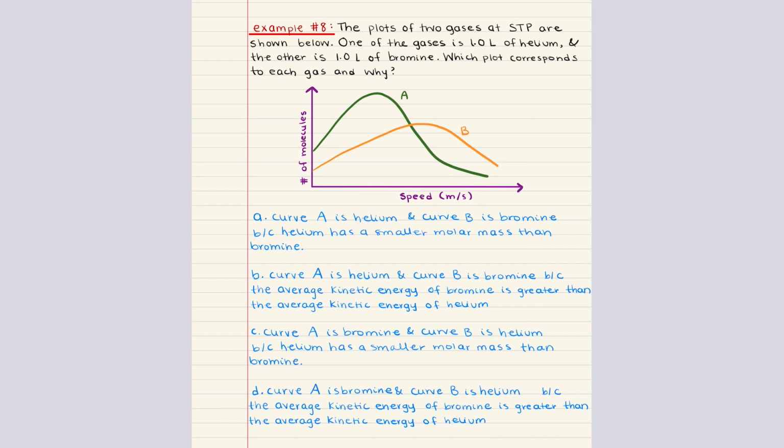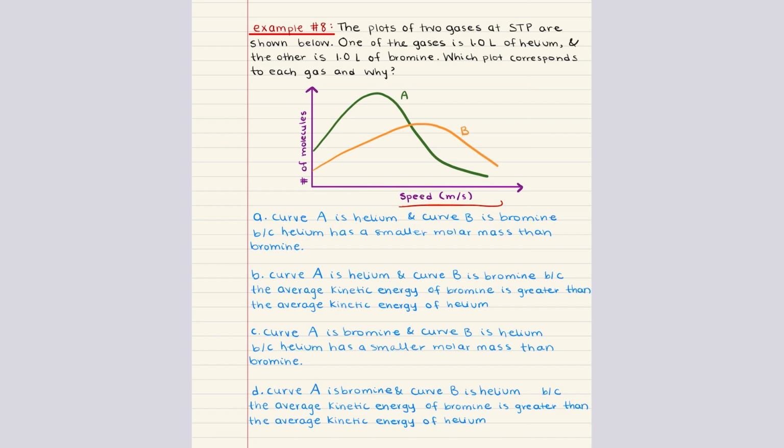C says curve A is bromine and curve B is helium because helium has a smaller molar mass than bromine. And D finally says curve A is bromine and curve B is helium because the average kinetic energy of bromine is greater than the average kinetic energy of helium. Now, to determine which plot corresponds to which gas, we need to understand the Maxwell-Boltzmann distribution of molecular speeds. This distribution shows the range of speeds of molecules in a gas at a given temperature. There are several important points to consider here.